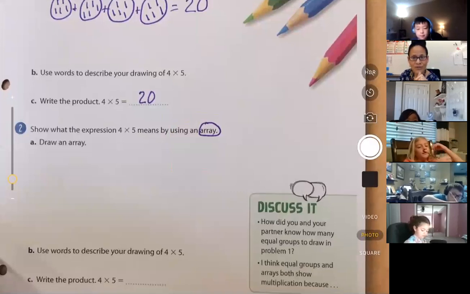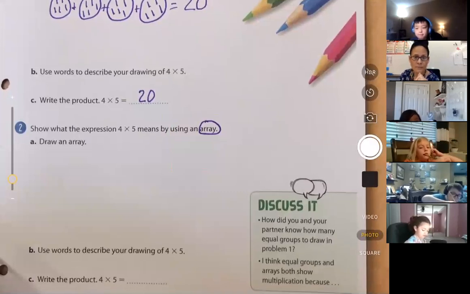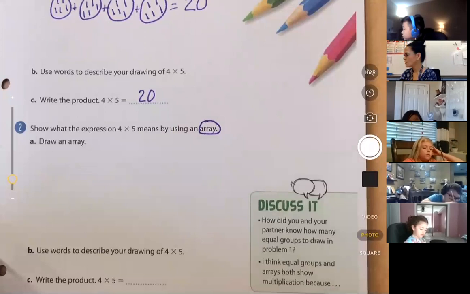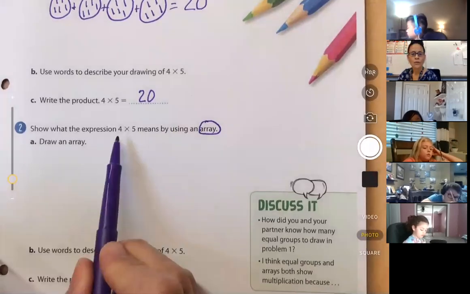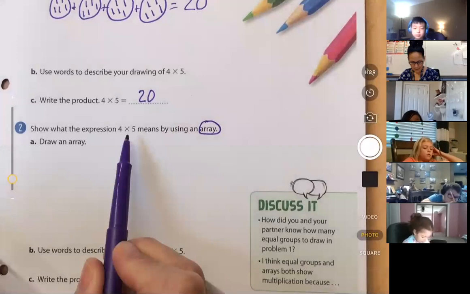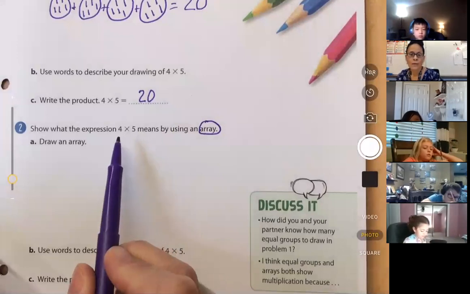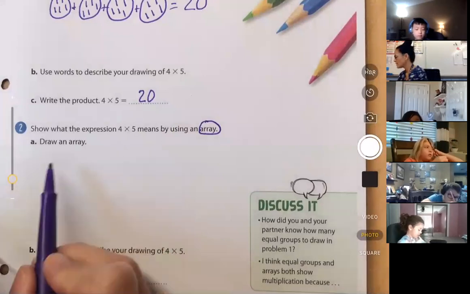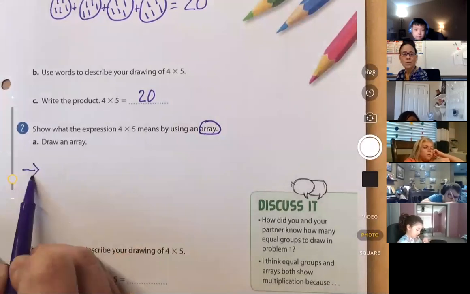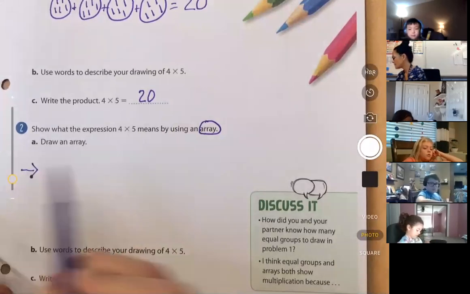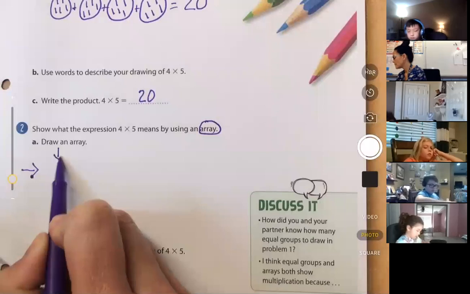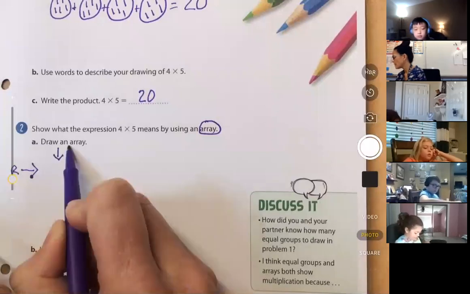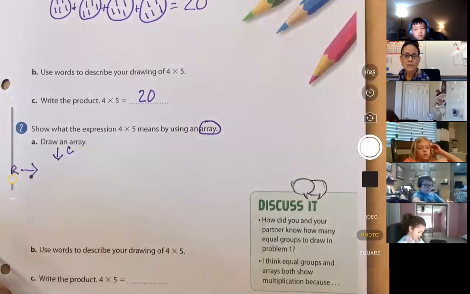I'm going to draw one for you right now with this expression. 4 times 5. So again, putting words to it, 4 groups of 5. Now, we're going to talk about rows and columns. So rows go across, columns go down. So these are rows, these are columns. Rows and columns. Rows go across, columns go down.